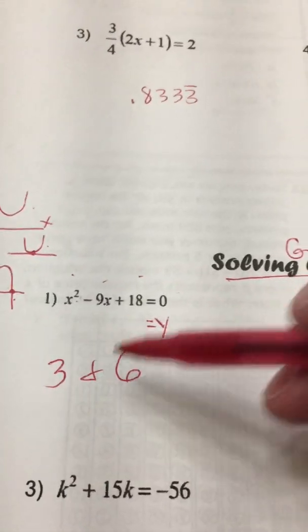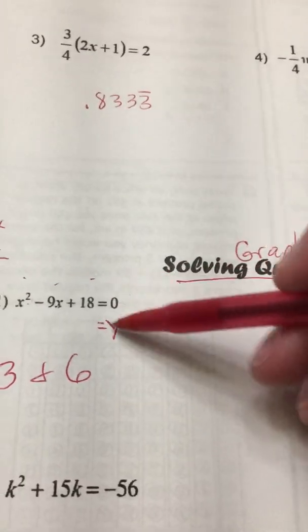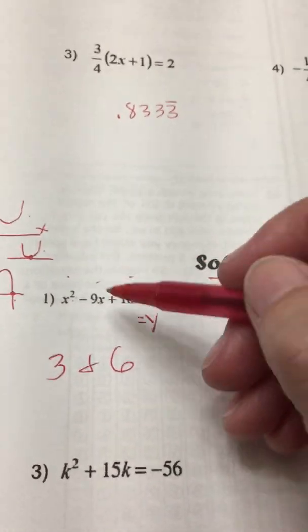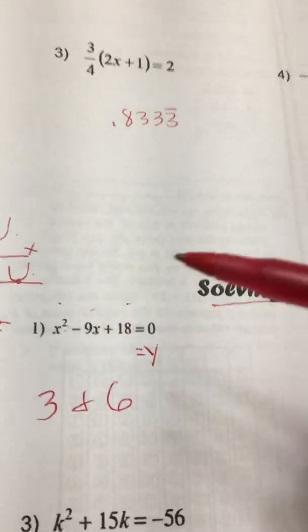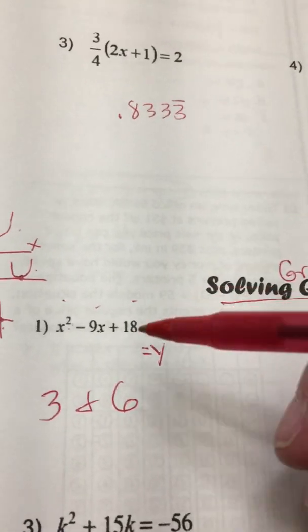So if you're looking for two answers, you may as well just go ahead and put it in y equals format, put it in the calculator, and trace it. Find the two x-intercepts. Because solutions, another name for solutions, are my x-intercepts. Same thing as zeros. Zeros are my x-intercepts.